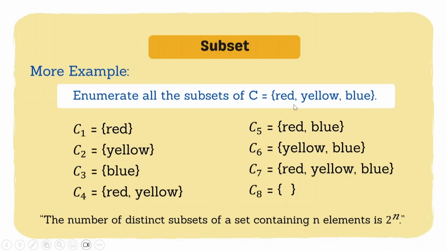Okay, since meron po tayong tatlong element dito, therefore yung n natin is 3. So para malaman natin kung ilang subsets meron tayo, we just need to raise 2 to 3. Okay, so ano ba ang 2 raised to 3? Or 2 raised to the power of 3? It is 8. So that's why there are 8 number of subsets.